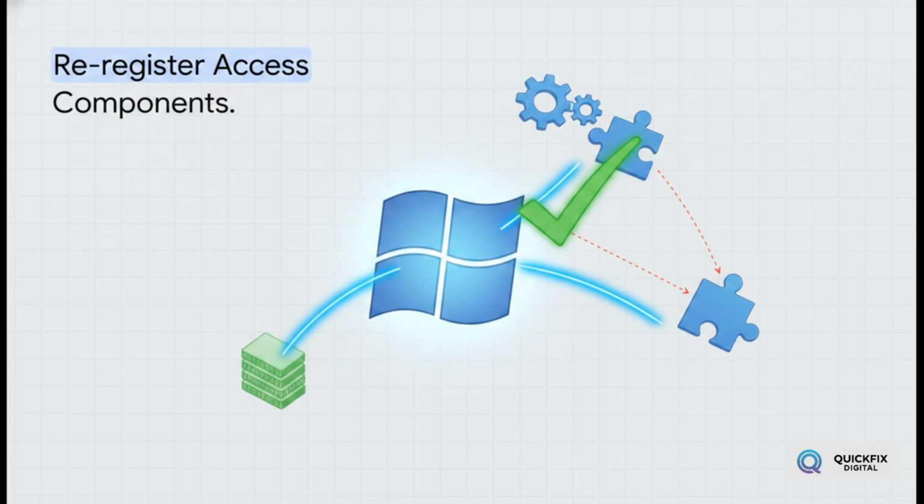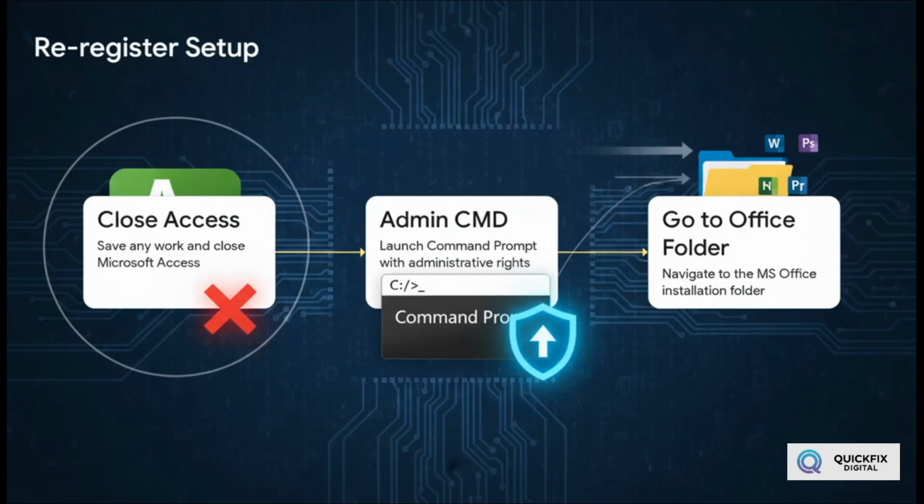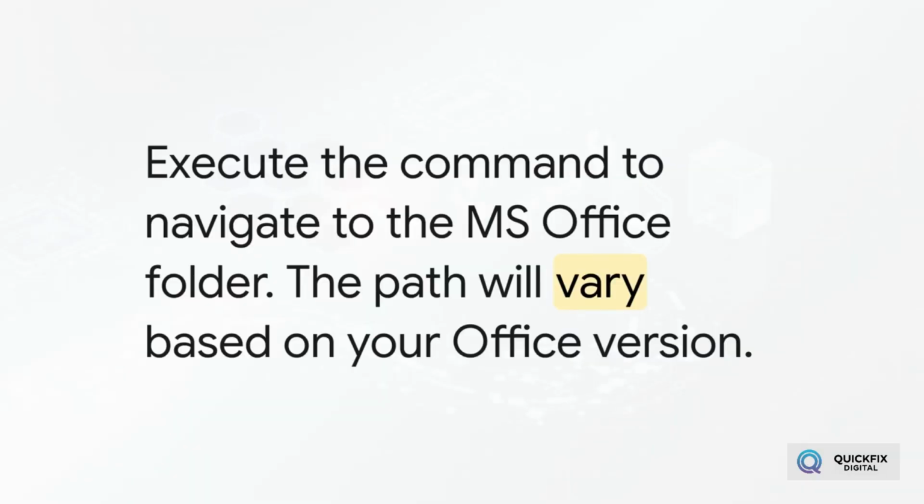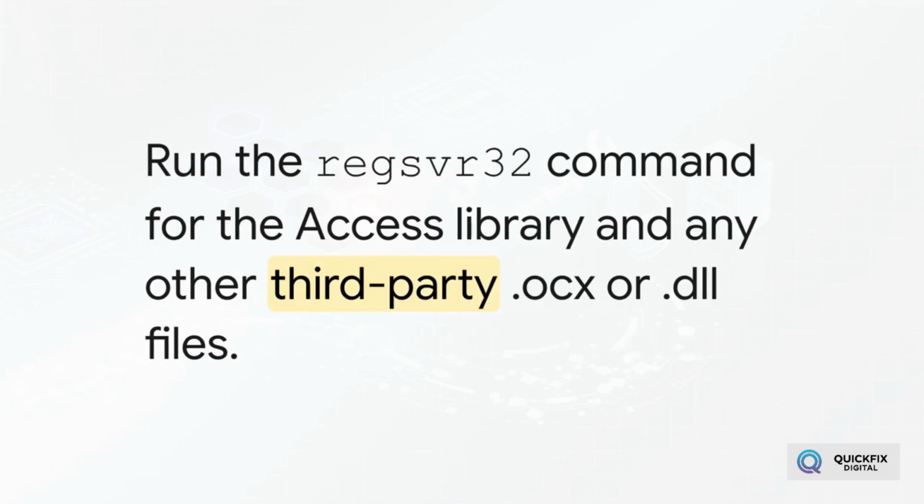All right, for our last fix, this one's a little deeper. Sometimes key files get unregistered. We'll need the command prompt for this, and it's super important to run it as an administrator. First, you'll navigate to your Office folder. Now this path might change depending on your version. Now run this command. It re-registers the main Access library. You should get a success message.